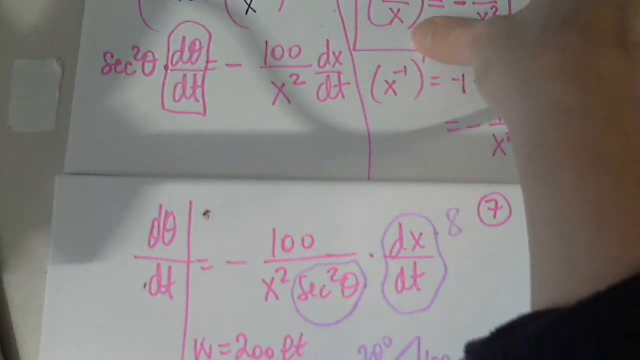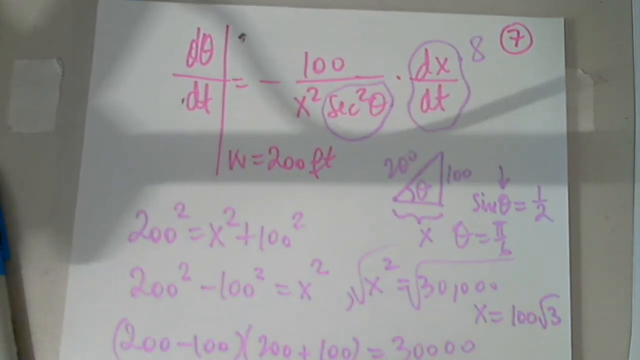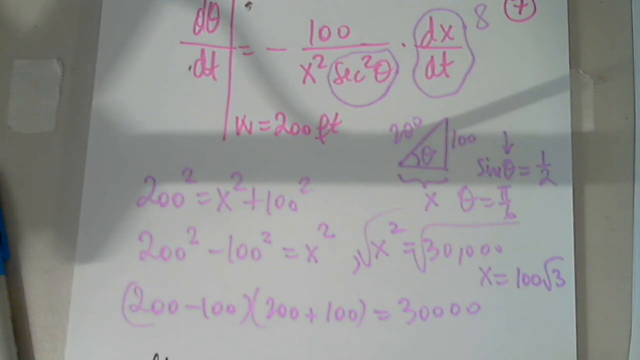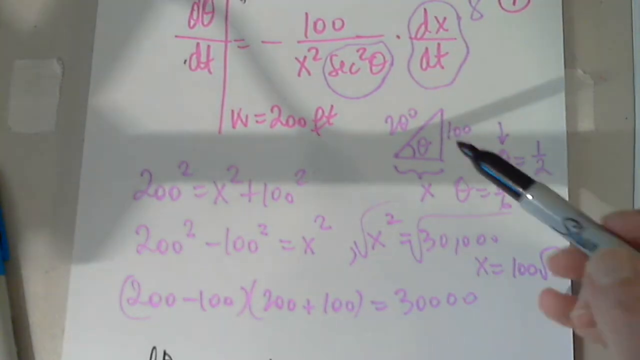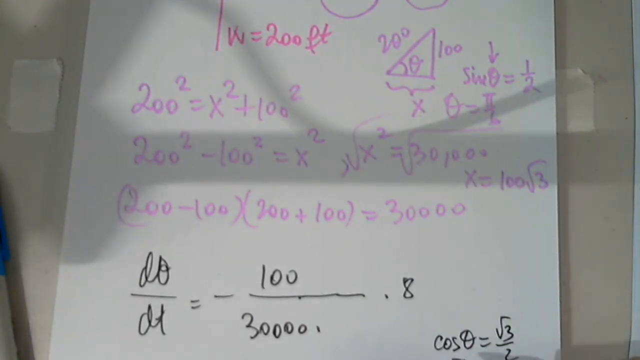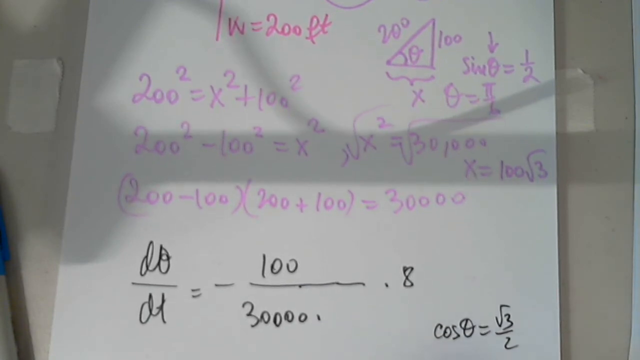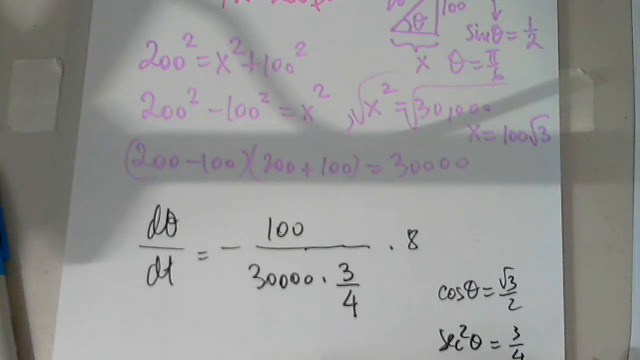Okay, finally we are ready to finalize this and get the final number. So d theta over dt is negative 100 over 30,000 multiplied by, okay, secant is 1 over cosine. So we know that cosine theta is the square root of 3 over 2. And when we square cosine theta, we have a secant squared theta, which will be 3 over 4. So this is 3 over 4. I should put 4 at the top, but that's okay, so you can see it.